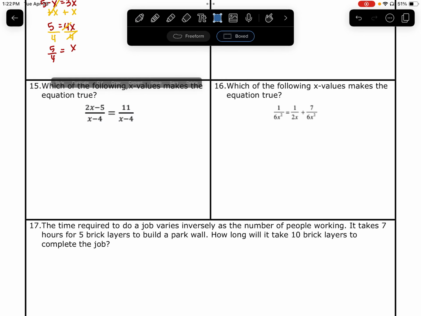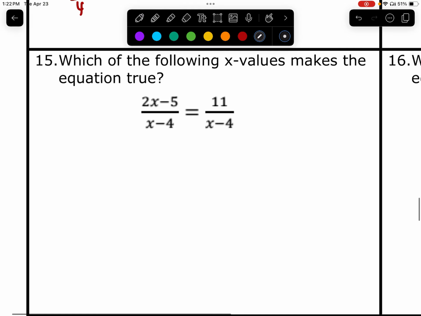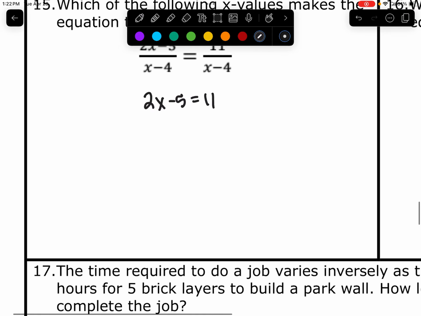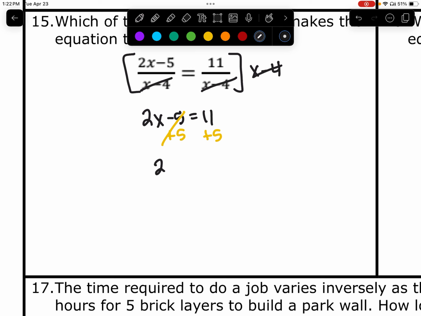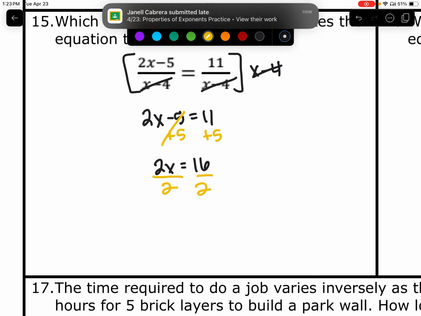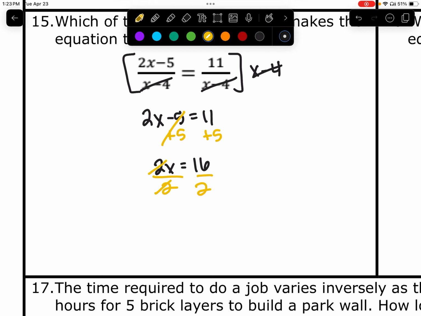Now what? I'm going to stop. Both of these have a denominator of x minus 4. So I'm just going to do this. Don't forget when the denominators are the same, it's just going to cancel out if you multiply the whole equation by the denominator. Sorry, I made that way complicated. And then we're just going to go ahead and add 5 to both sides. So we get 2x equals 16. And then we divide both sides by 2, and we get x equals 8.